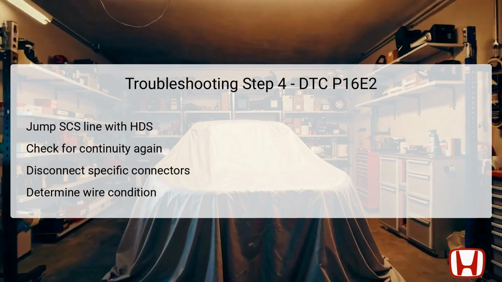The fourth step involves jumping the SCS or service check short line using the HDS to initiate a short condition, which can help illuminate any issues with the wiring. This process allows for a further check on continuity between the alternator 1P connector terminal and the body ground.